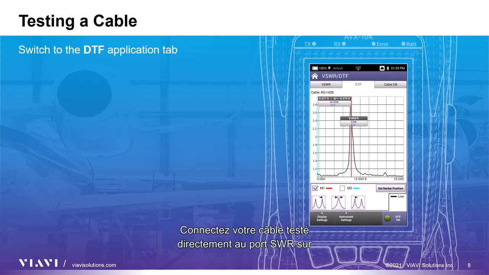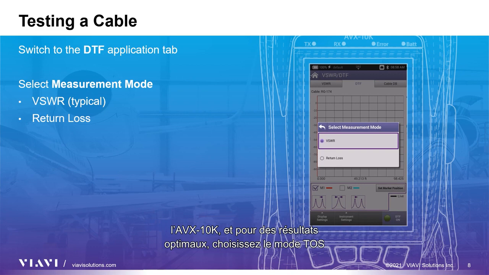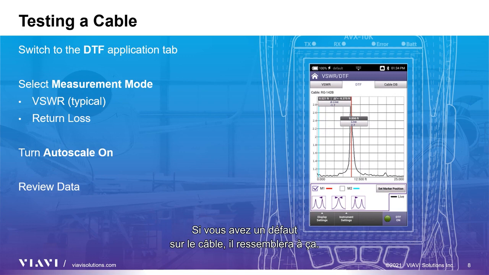Connect your cable under test directly to the SWR port on the AVX-10K and for best results set measurement mode to VSWR and turn vertical auto scale on. If you have an open or short in the cable, it will look similar to this. The peak finder can be used to quickly locate the distance to the anomaly.